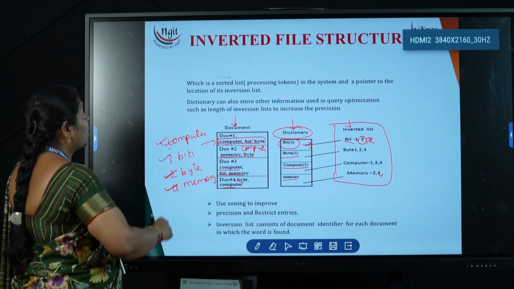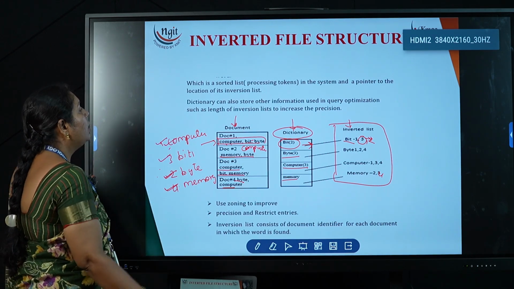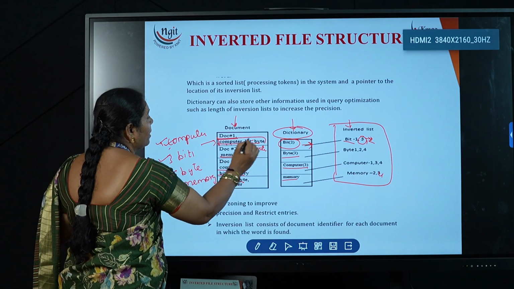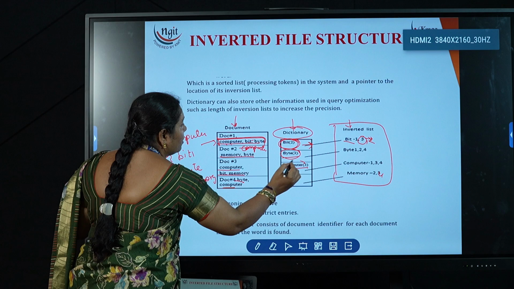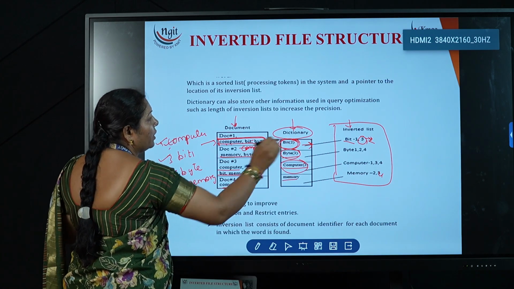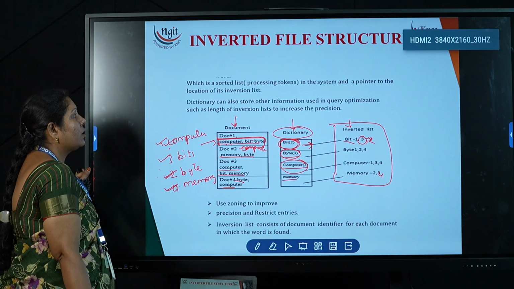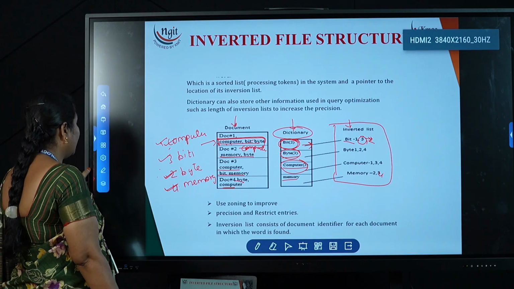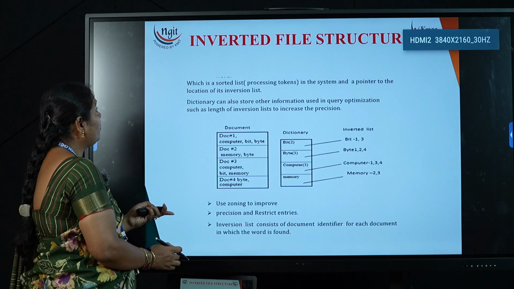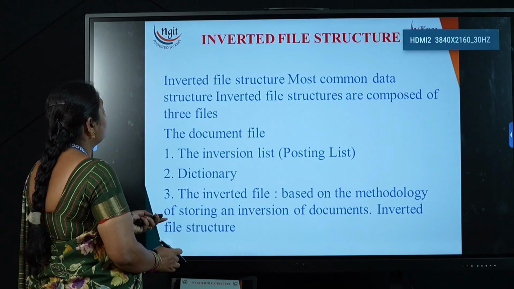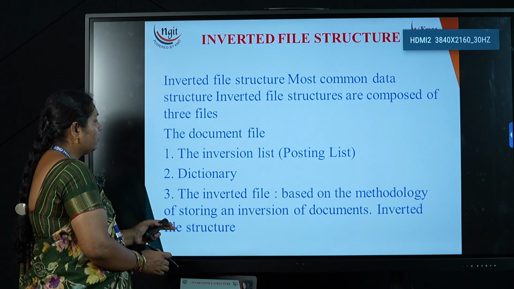So this is the storage of the inverted file structure. In the document your data will be stored. In the dictionary you are mentioning how many bits, in the form of byte or bit. Then you are giving the names and accordingly you are creating the inverted list. So what is the basic thing we have done? These three are over.